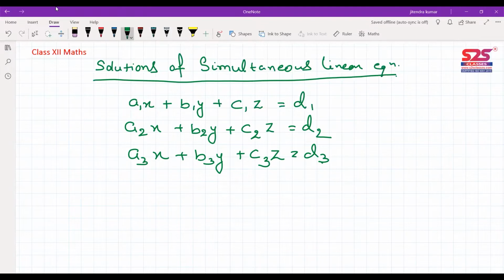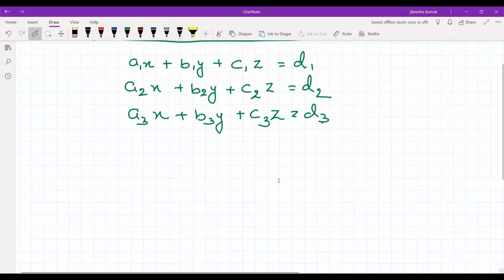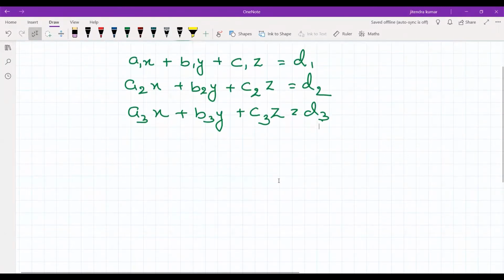Okay, so there are three variables here, x, y, and z. So we have to find the values of x, y, and z. So how can we find the values of x, y, z using the matrices and determinants that we are going to learn today?